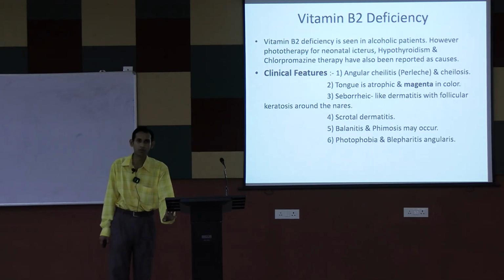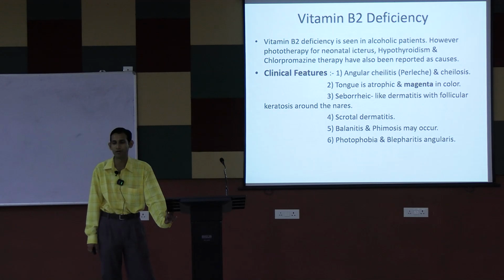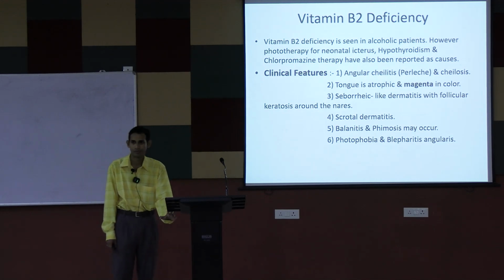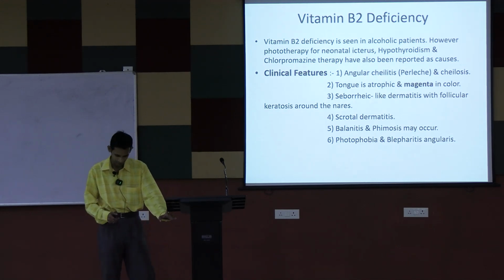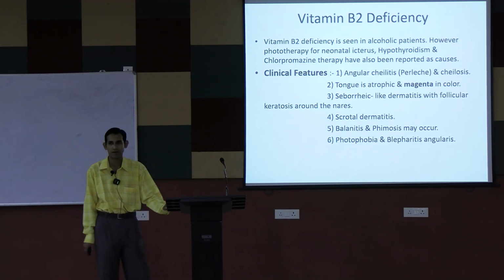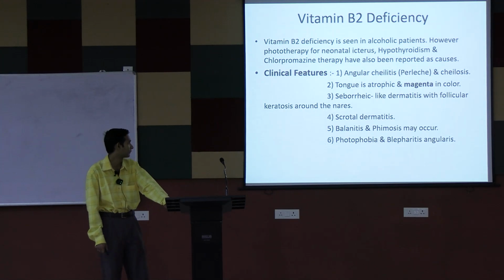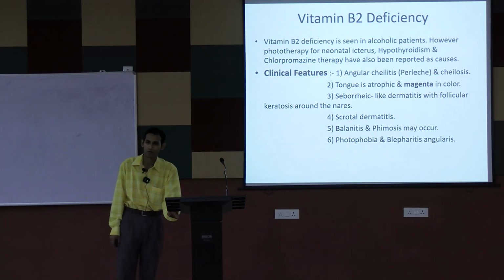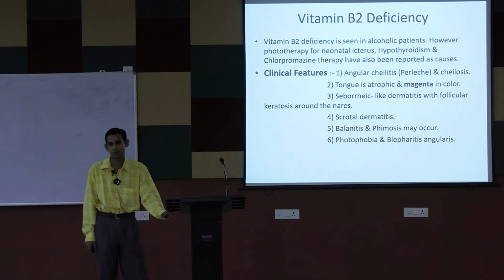Now coming to vitamin B2 deficiency. What is the name of vitamin B2? Riboflavin. Yes, riboflavin deficiency. Riboflavin deficiency is most commonly found in alcoholic patients, and also with phototherapy after neonatal jaundice, in hypothyroidism, and also it can be found with chlorpromazine therapy. Long-term chlorpromazine therapy can also lead to riboflavin deficiency.